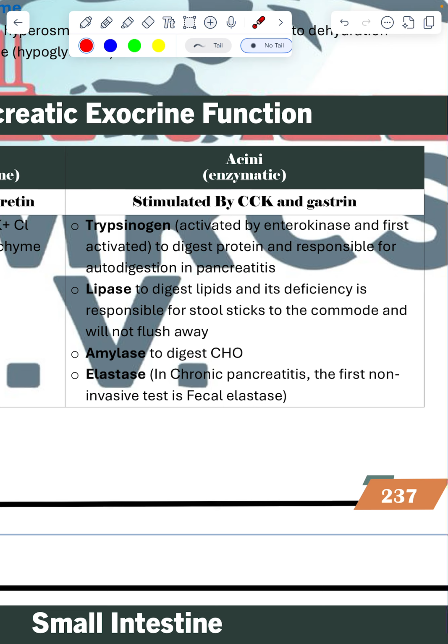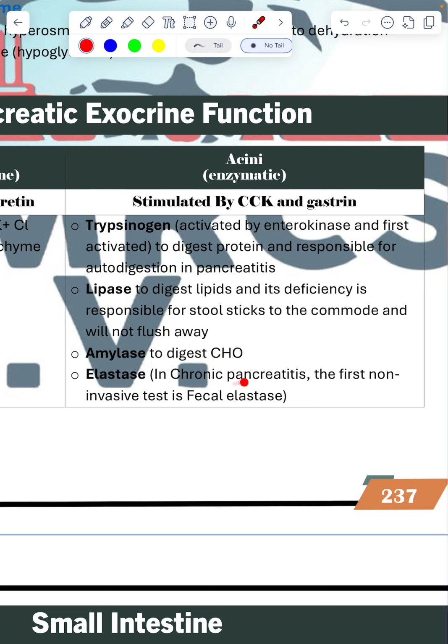Lipase helps digest fats, and its deficiency is responsible for stools sticking to the commode. Because of lipase deficiency, more fats are excreted in the stools, and the stools are unable to flush out. And amylase helps with digestion of carbohydrates.